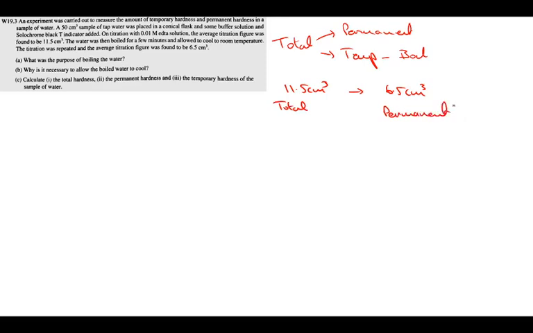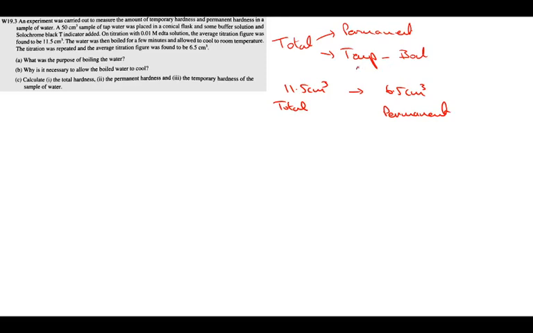So I'm just aware of the question down in part 3, so our part C says it wants the total hardness and the permanent hardness and the temporary hardness in the sample of water. So this is the only reason I picked this question. So again, let's take the questions. Part A. What was the purpose of boiling the water? The purpose of boiling the water was to remove the temporary hardness.